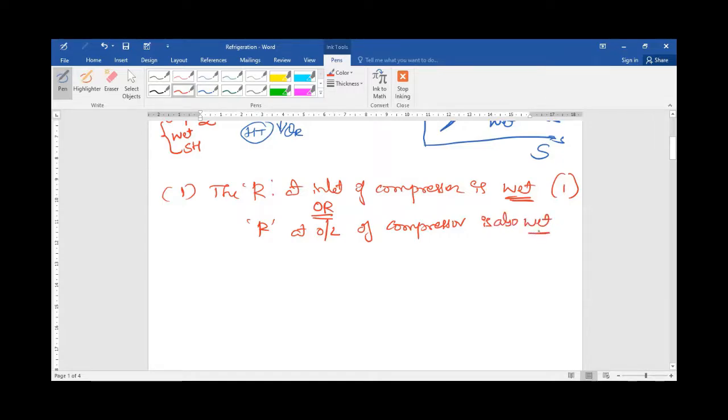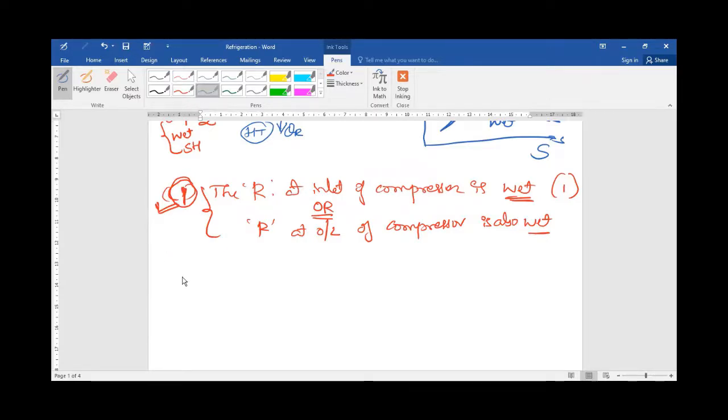Then how do we draw the TS diagram and the pH diagram for this condition? Assume this is the condition given in the numerical. Any one case will be given. It will be very difficult to deal with all three cases; all three cases together is not possible. Only one case is possible. Assume this condition is given in the numerical.